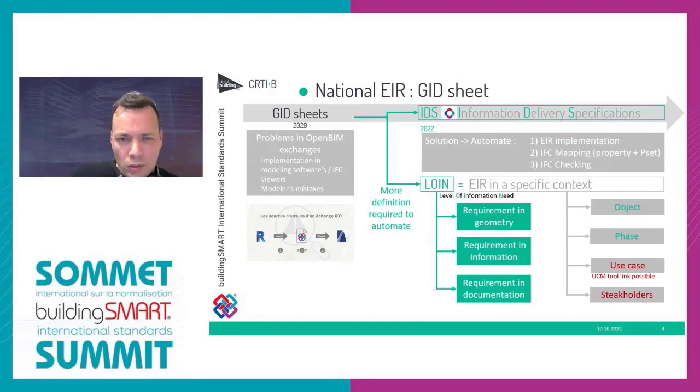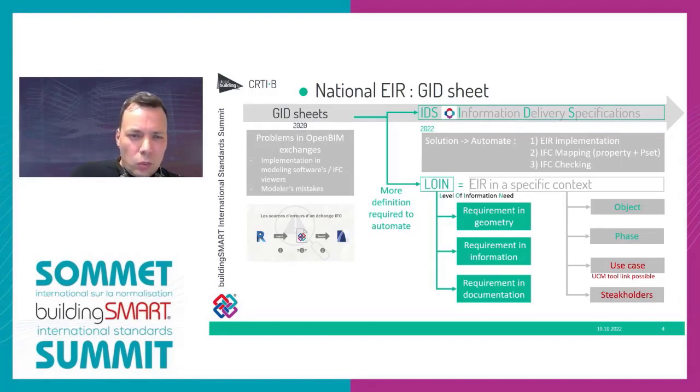The next one is the IFC mapping, so from the native software to the IFC file. Each native property is mapped to one IFC property, and in the right pset. The third step is the IFC checking, to make an automatic checking of the whole project at once.